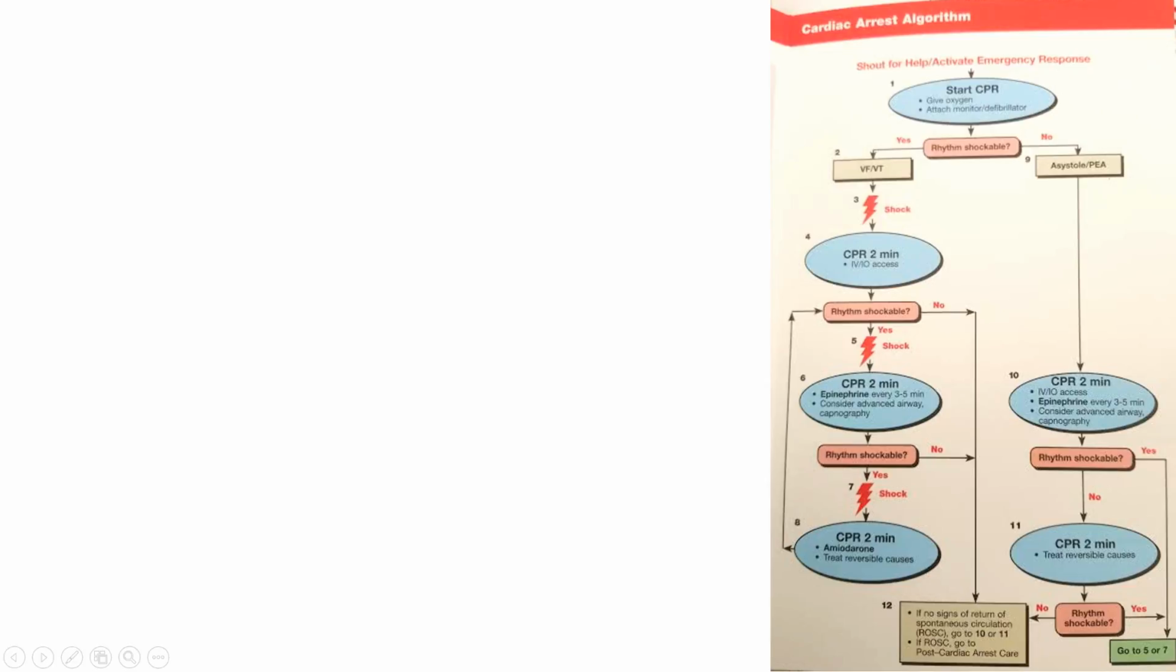And then again, is the rhythm shockable? And say no. Well, if there's no signs of return of spontaneous circulation, which is what ROSC stands for, then go to 10 or 11. So you're going to repeat this 10 or 11 times. And then if there is a return of spontaneous circulation, then you need to go to the post-cardiac arrest care. So we're not at that point yet. So we just went through the worst case scenario where it was a no on everything.